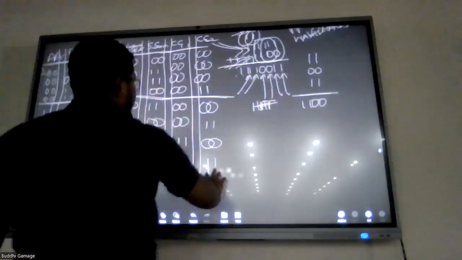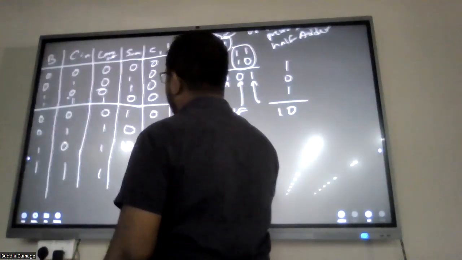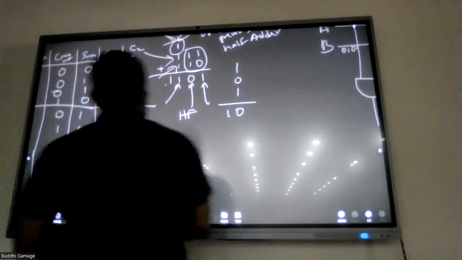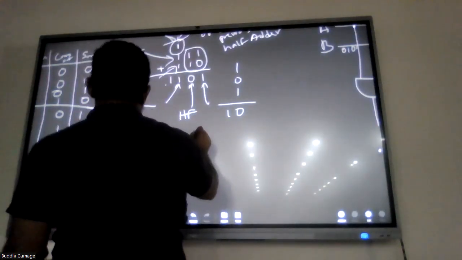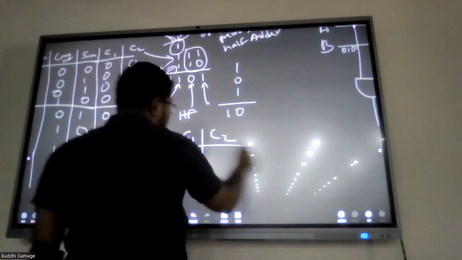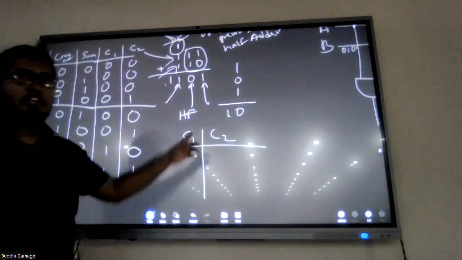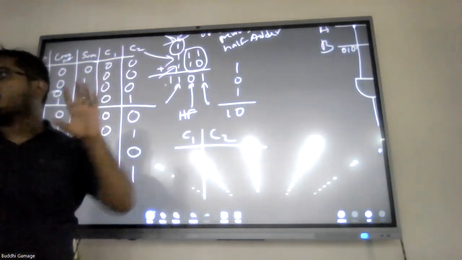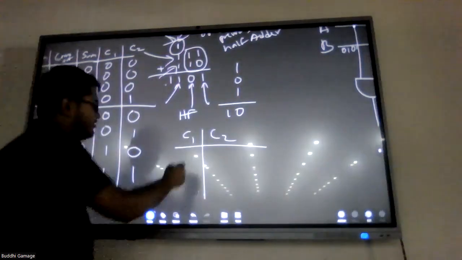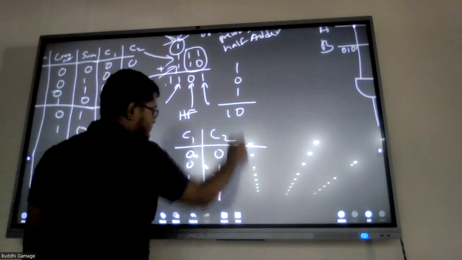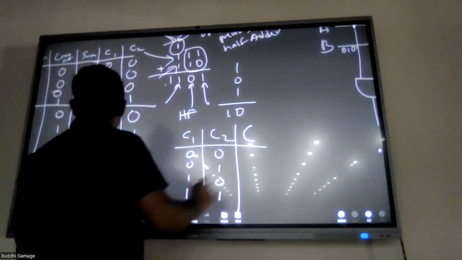So I will decide here. We only need this carry out and C1 and C2. Since there are only 2 inputs, the number of occurrences is 4: 0, 0, 0, 1, 1, 0, 1, 1. And this would be our output.